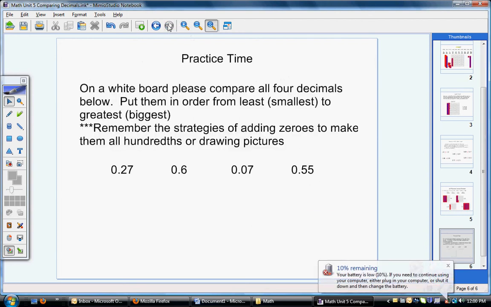On my last one, it's time for you to practice. On a whiteboard, please compare all 4 decimals below. Put them in order from least, which is the smallest, to greatest, which is the biggest. Remember the strategies that we've learned about, how you can add zeros on the end, or how you can make them all hundredths by drawing pictures. Go ahead right now and pause the video, and on your whiteboard write which one is the smallest, the next smallest, nearly the biggest, and finally the biggest.